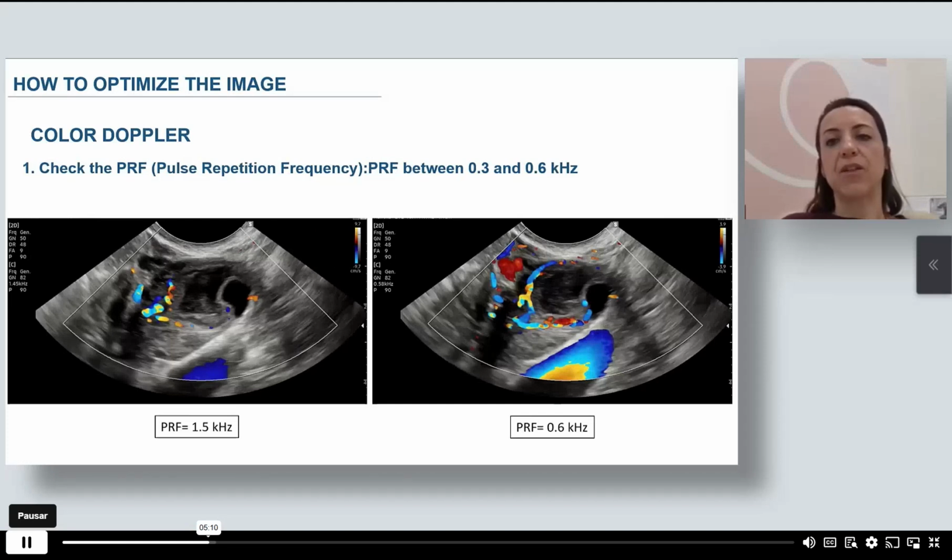Color Doppler examination. First of all, we have to check the PRF. The PRF should be between 0.3 and 0.6. In these two images, we have the same ovary with the corpus luteum. On the left side, we can see the wrong PRF, 1.5. On the right side, we can visualize the typical vascularization on the corpus luteum. So PRF is very important.